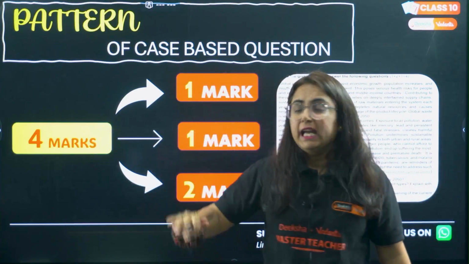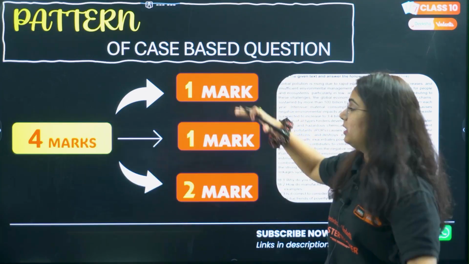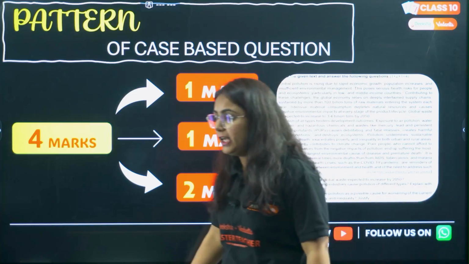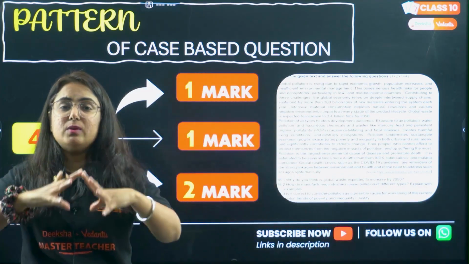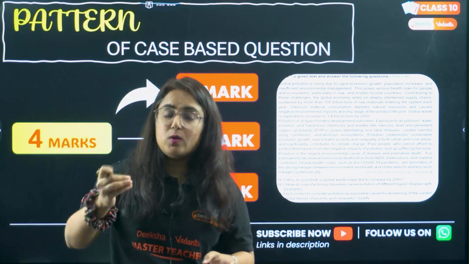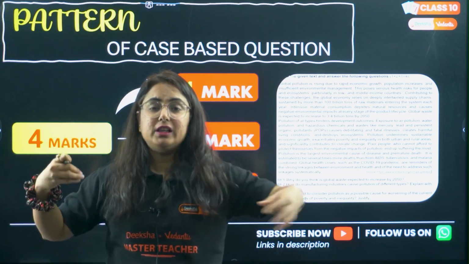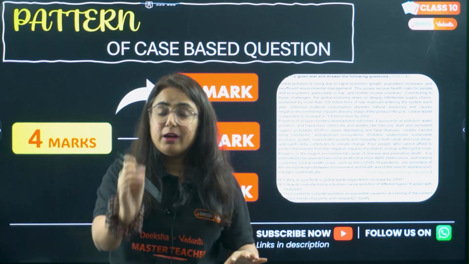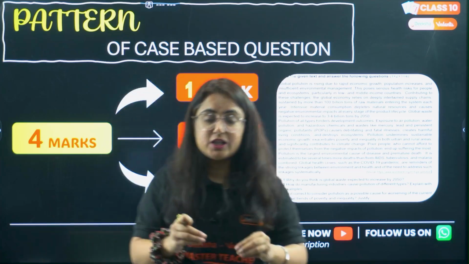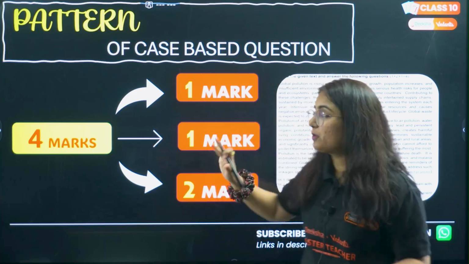Pay attention. Each case-based question consists of 4 marks. 1 mark for the first question. The second is also for 1 mark, but the third one is for 2 marks, right? Pay attention that whenever such a question comes for 1 mark, do not exceed the word limit. That too is very, very important, because writing unnecessary things, everything that is present in the extract, will give a negative impression to the examiner. Rather, what you need to do is pay attention to the keywords and the main important thing that is being asked from the extract.